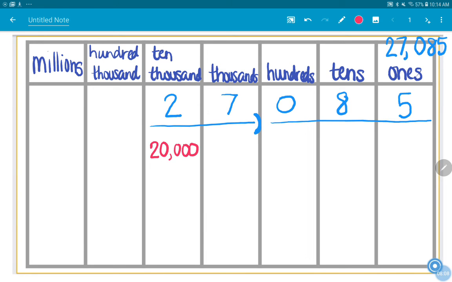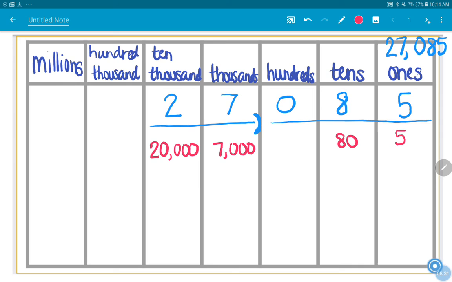What's the value of the digit 7? 7,000. The 0 in the hundreds place doesn't have a value. It's just saying we don't have any groups of 100. What's the value of the 8? 80. And the value of the 5? Just 5. It's 5 ones.